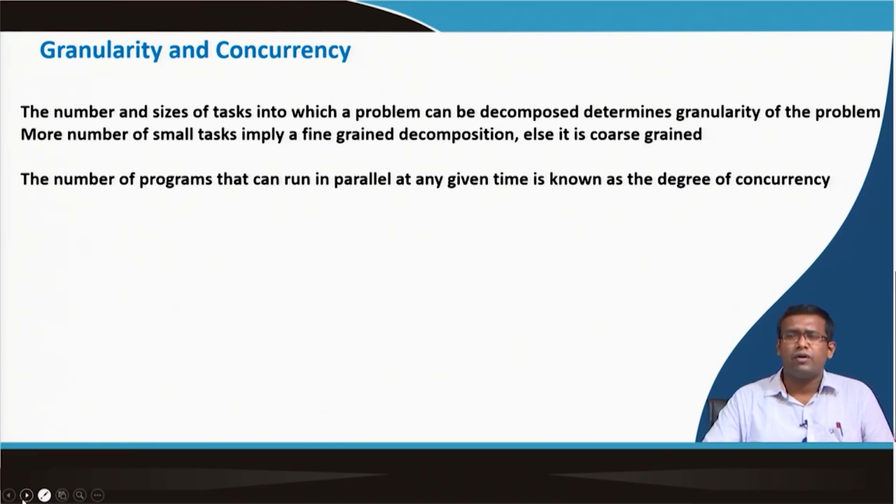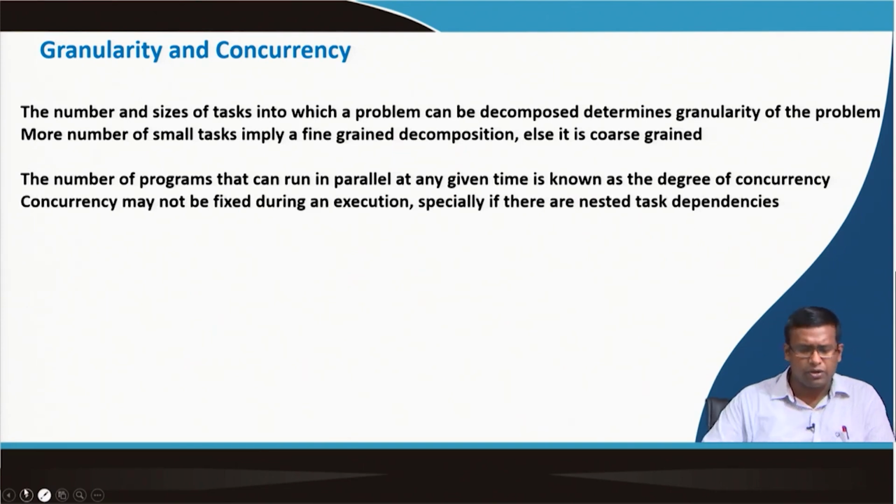concurrency. So, even if you have good granularity, there can be dependence across the tasks, but if you can find that this many tasks can be operated in parallel at one particular instant, this is the degree of concurrency. And the higher the degree of concurrency, you can use as many processors to do the work and you can get better parallelization. Concurrency is not fixed during the execution. We have seen in the previous example, at the first stage, there are 4 concurrent tasks. In the later part, there are 2 concurrent tasks. So, the concurrency is not fixed, especially if there are nested task dependencies.